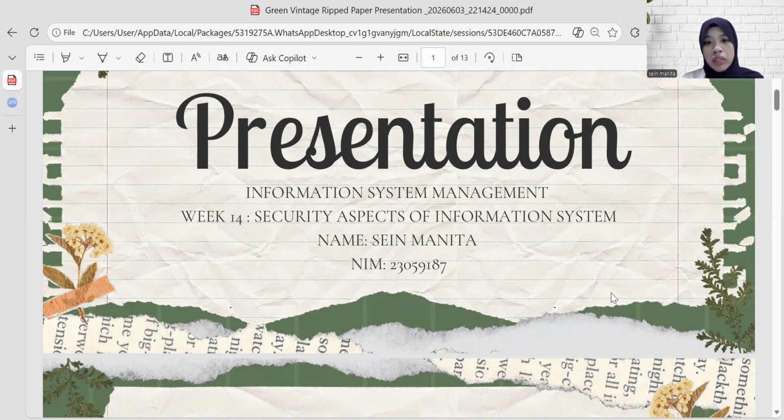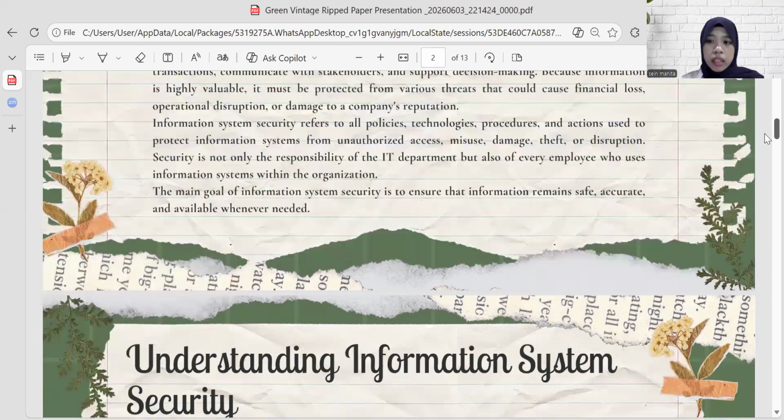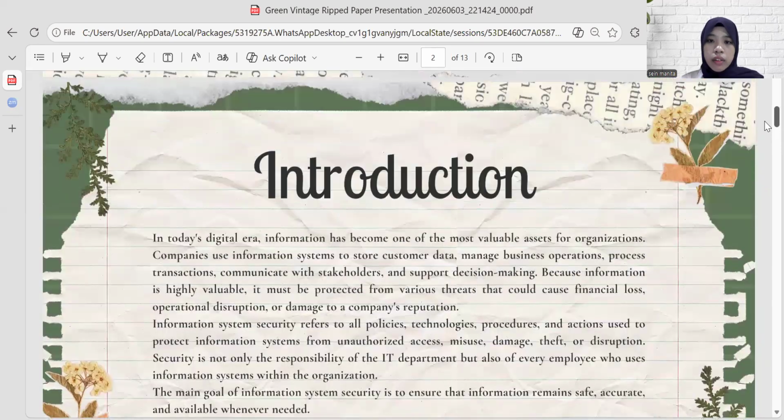Today we will have a presentation about information system management, week 14. The topic is the security aspect of the information system. First, we will start with the introduction. For the introduction, we talk about information.